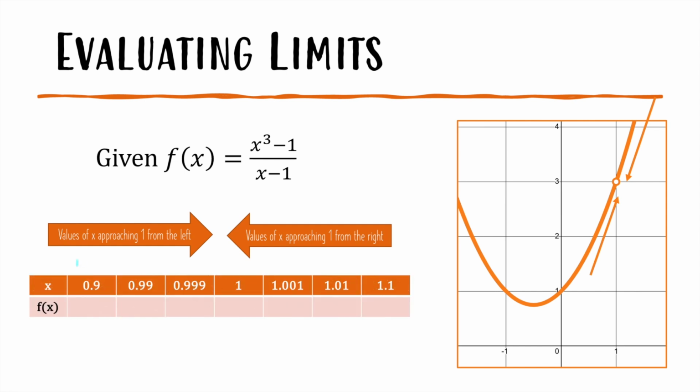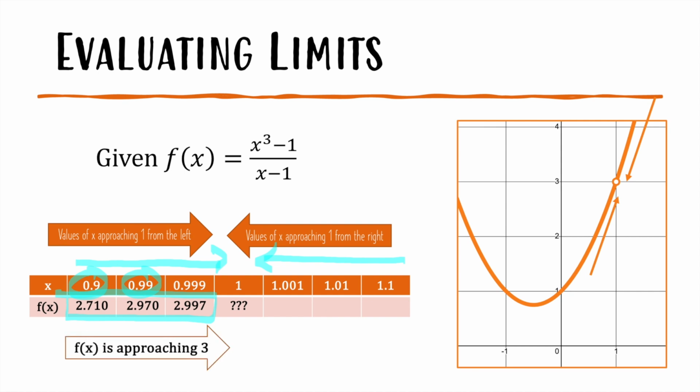So you can see these values are getting closer and closer to 1 here, closer and closer to 1 from that direction. But the question I'm trying to figure out is, what's the graph doing? Where is the graph around x equals 1? So I'm just going to plug in each of these values into my function. Now, where do those values seem like they're headed? These 2.7, 2.9, 2.997. Looks like it's getting really close to 3.